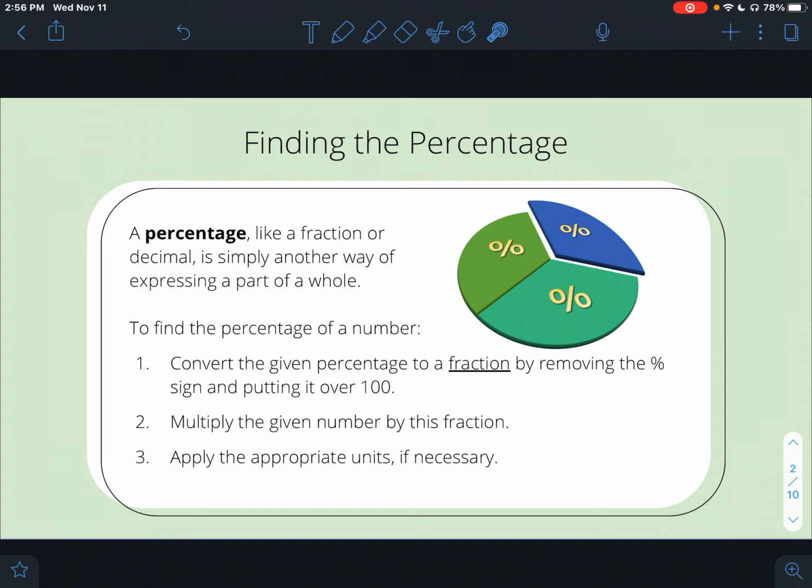Finding the percentage. A percentage can be easily converted to a fraction or a decimal because it's simply another way of expressing a proportion or part of a whole. Therefore, when asked to find the percentage of a given number, you're just looking for the same proportion of that number. To find the percentage of a number, first convert the given percentage to a fraction by removing the percent sign and putting it over 100. Then multiply the given number by this fraction. Thirdly, apply the appropriate units if necessary.